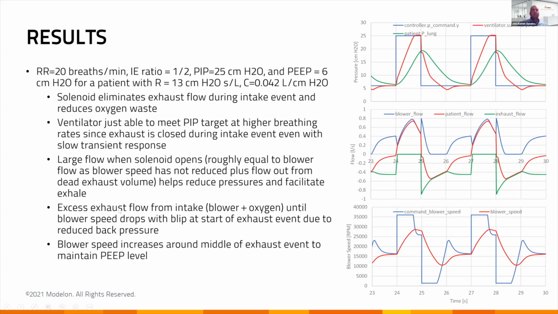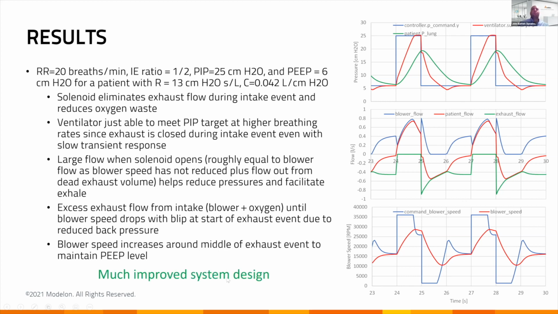And there is some excess exhaust flow from the intake. We're not doing any valve control yet on the intake until the blower speed drops. So until the blower speed drops, you are putting additional blower flow and oxygen out of the exhaust until you can drop the blower speed. And you can see some interesting dynamics as the blower speed increases in the middle of the exhale event to keep what's called this PEEP ratio, which is the exhale pressure, so that you don't bring it all the way back down to atmospheric.